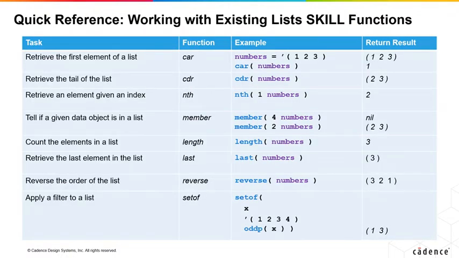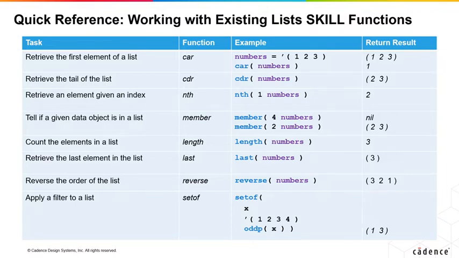Working with existing lists. Below is a table that shows a variety of tasks that you may want to perform on lists, the function you would use to perform that task, an example of how to use that task, and then the return result of that function. So first of all, we want to retrieve the first element of a list.